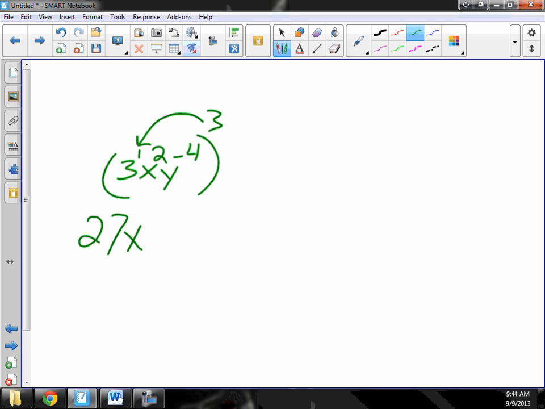x to the 6th. What's going to happen with my y's? So y to the -12. So I can just put y to the 12th in the denominator. Okay? Make it a little bit harder.